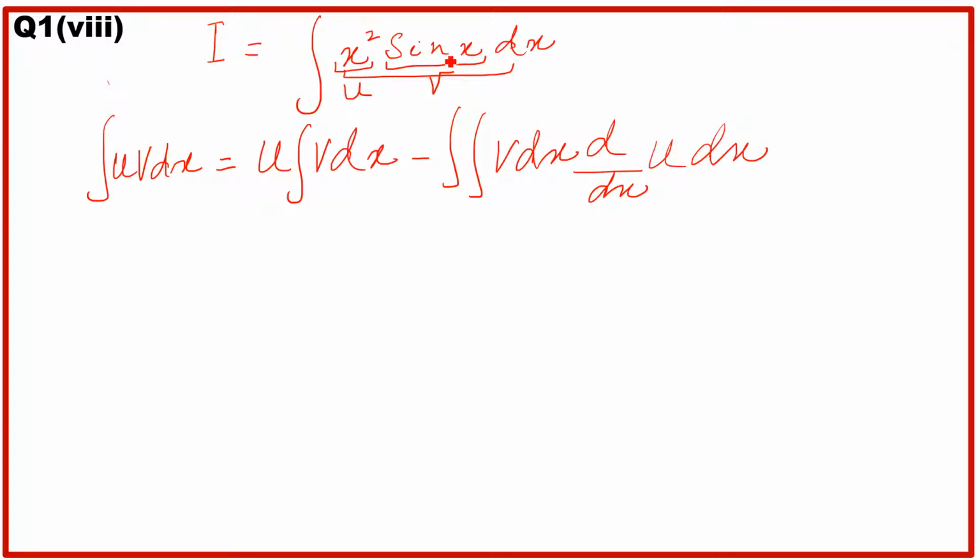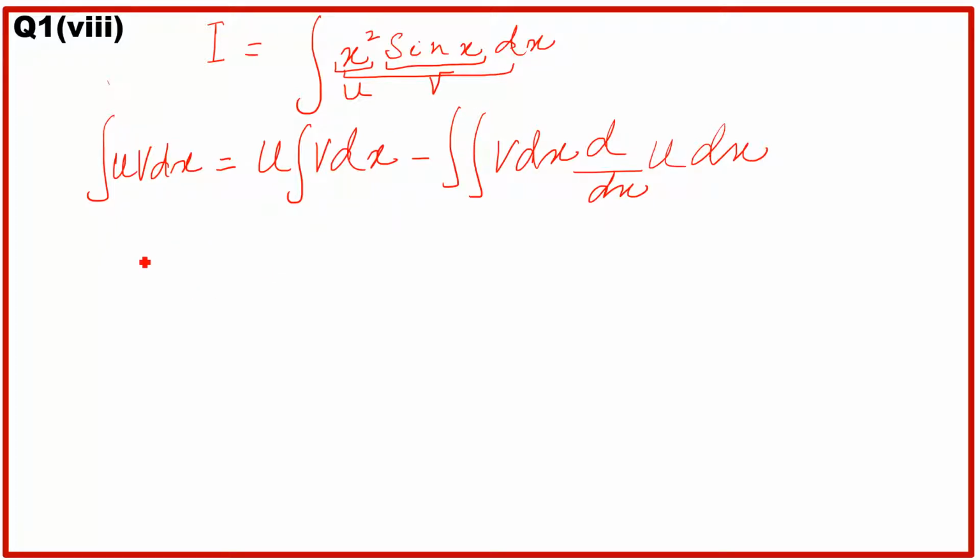If it is the inverse trigonometric function, then you have to take it as u, right? I will show you in the next question, but here again one more time, if one is the algebraic function, you have to take it as u. If one is the trigonometric function, then you have to consider it as v. So wherever in this formula is u, you have to put x square. Wherever is v, you have to put sine of x, right?